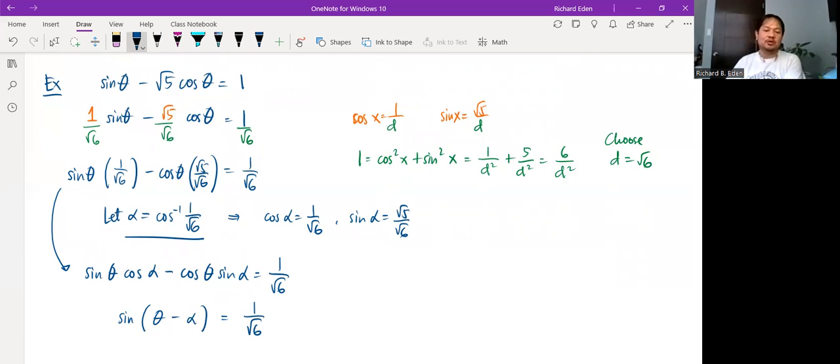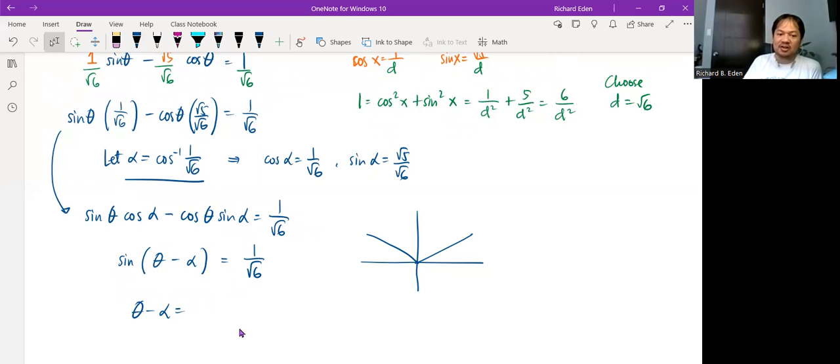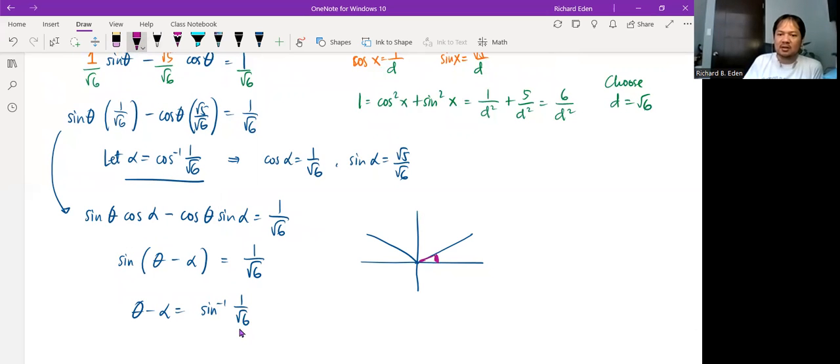Okay. Let's look for all solutions in one complete revolution. First, where are we going to find the solutions? In which quadrants? It's in either first or second. So the first solution for theta minus alpha, note that 1 over square root of 6 is not a special angle. So we can't do anything else, it's sine inverse of 1 over the square root of 6. This is it. But don't forget, there is another solution in the second quadrant.